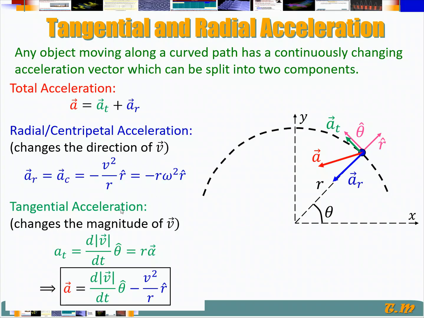Now, the tangential acceleration that we have, due to the change in the velocity along the tangent, is going to be given by the derivative of the velocity as a function of time. It is related to what we call the angular acceleration, r times alpha. So the overall acceleration is this one here, the derivative of the velocity along theta, plus the centripetal acceleration, this one, times r.